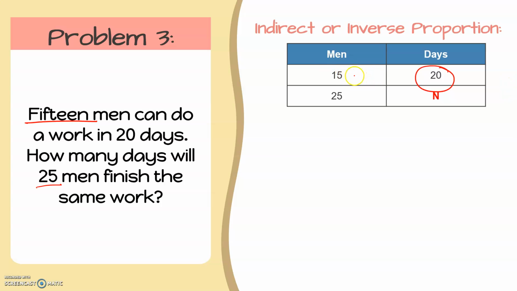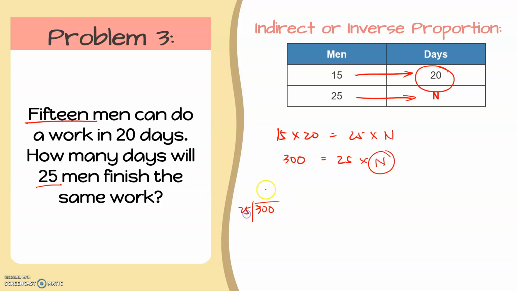So instead of cross multiplication, we'll multiply the numbers on the same row to solve for n. That will be 15 times 20, equal to 25 times n. 15 times 20 will give us 300, and 25 times n will just be 25 times n. Since we are only looking for the value of n, we'll divide 300 by 25, and this will give us 12. Therefore, it will take 12 days for 25 men to finish the same work.